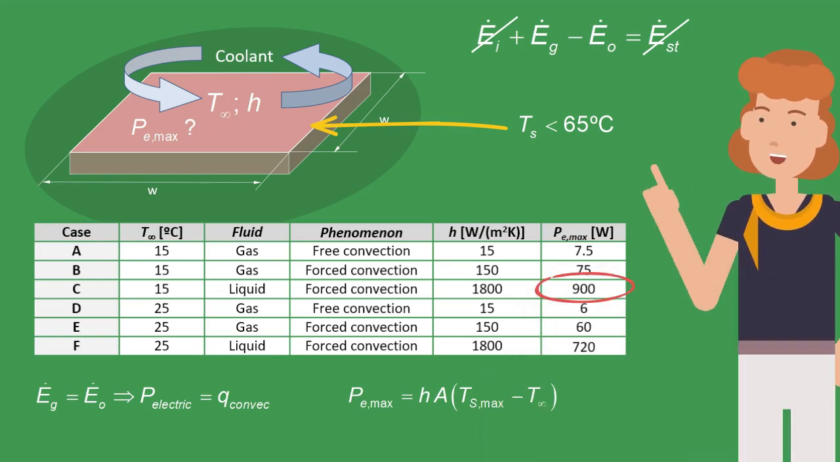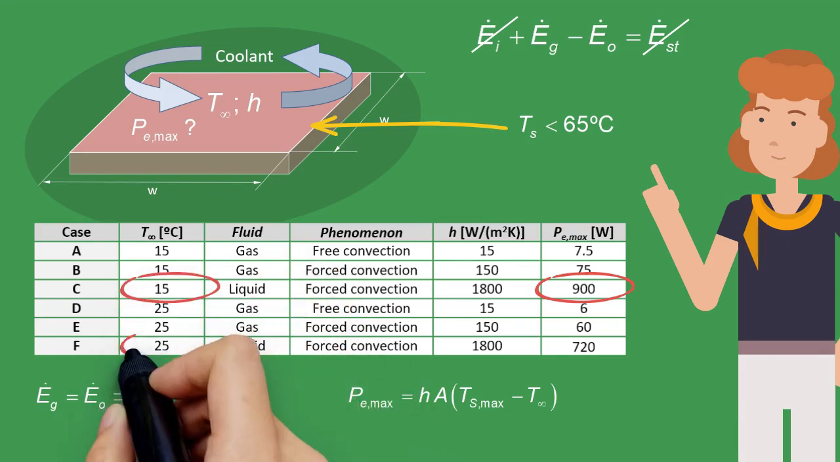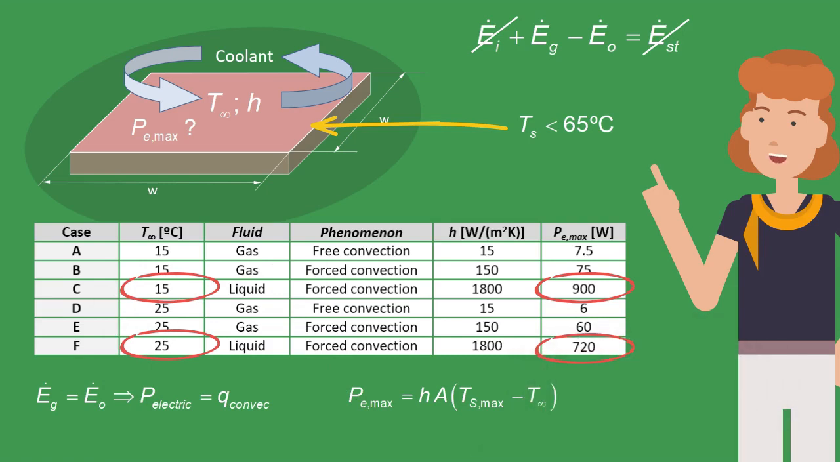Results show that the higher the convection coefficient, the higher the power that the chip can consume for the same temperature. Also that the lower the coolant temperature, the higher the power the chip can consume. And that liquids are more effective for refrigeration than gases.